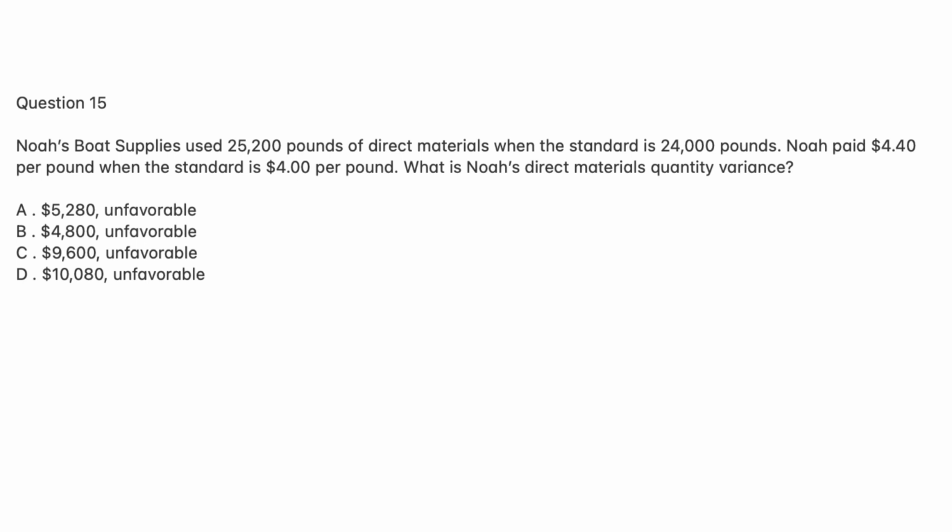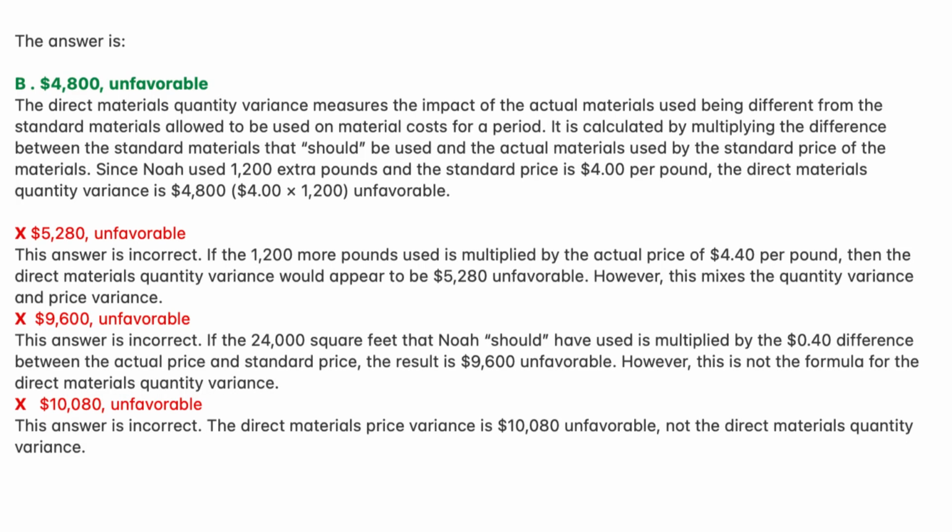A. $5,280, unfavorable. B. $4,800, unfavorable. C. $9,600, unfavorable. D. $10,080, unfavorable. The answer is B.